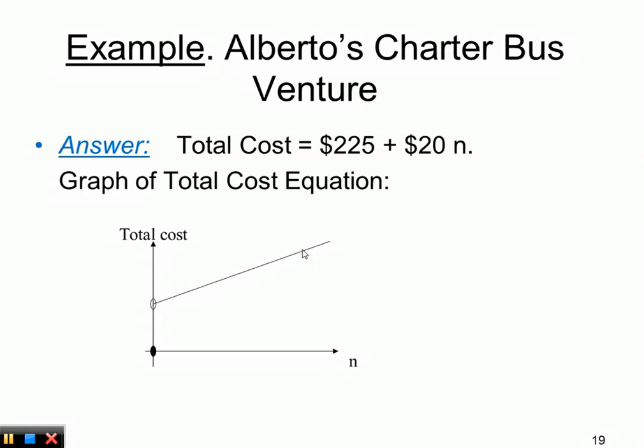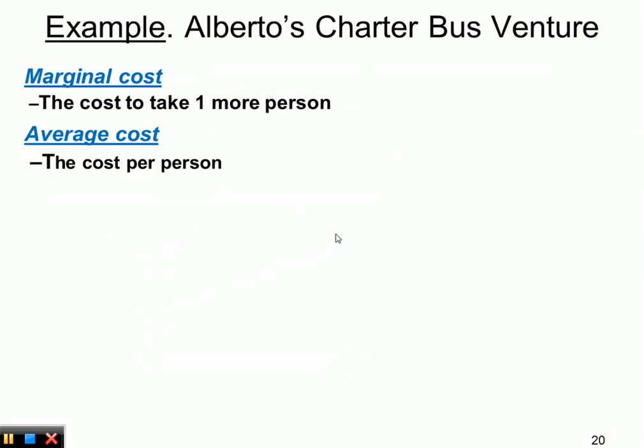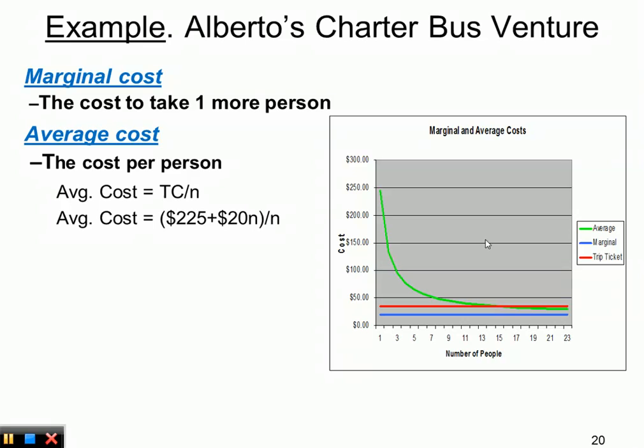So we can graph the total cost. Marginal cost is the cost to take one more person, and the average cost is the cost per person. So the average cost is total cost divided by n. If we plot this, we would get the average cost, and these are marginal costs, right? And that's how we can establish the trip ticket, right?